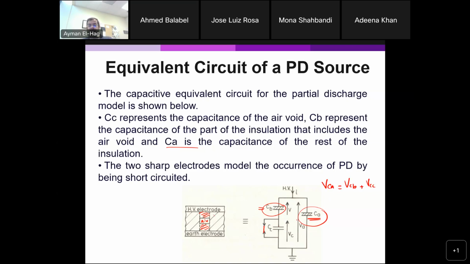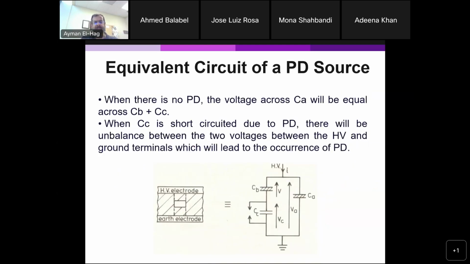All of a sudden you have a short circuit here, then the whole voltage here becomes equal to 0. So now these are not equal, but you cannot have two parallel circuits with different voltages. So you will have an internal arc, or a partial discharge, that happens to make these two voltages equal to each other. The excess energy will be dissipated in the form of the partial discharge. So this model gives you an idea how to understand the partial discharge.